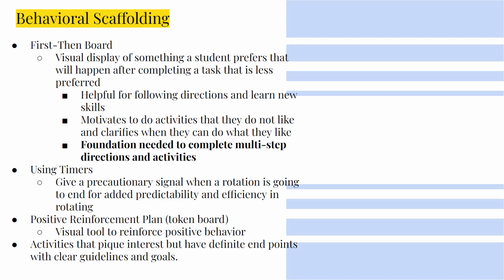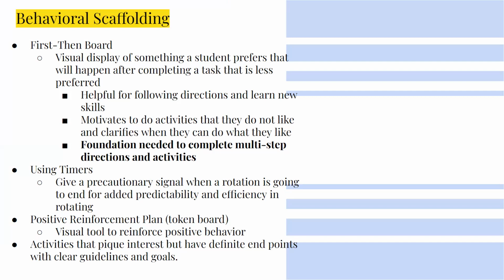It motivates them to do activities they do not like and clarifies what they can do when they can do what they like. And it sets the foundation to complete multi-step directions, like building off that. And often we like to use timers to keep ourselves consistent, but for some of these students, knowing the amount of chunk of time they need to sit in can be helpful. And it's nice to give a precautionary signal before it ends so that the transition is smoother and they can deal with leaving the activity. And I think that's important to highlight when we do that with some of these students.